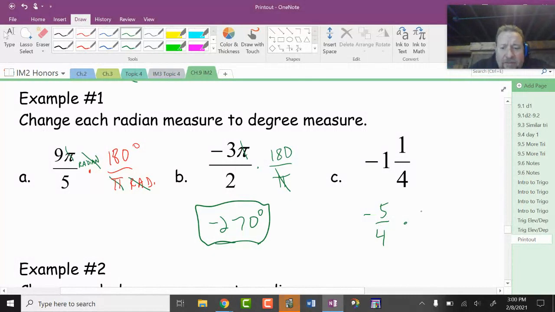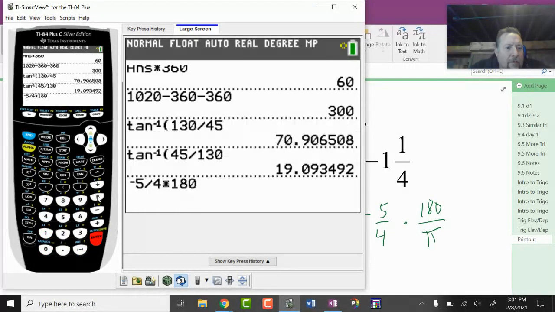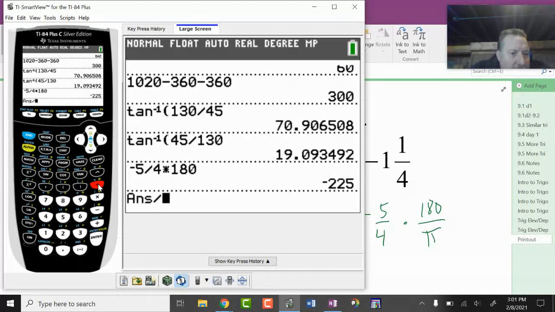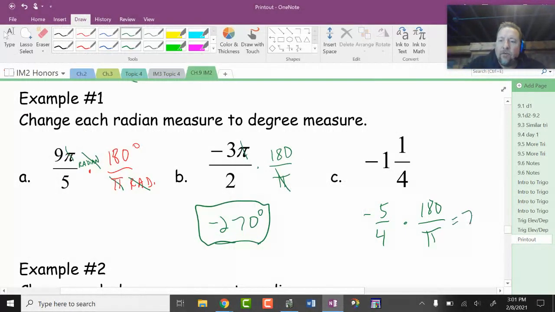This one, no pi cancels. It's often funny how students cancel the pi, even though there is no pi here. No, this one you just go ahead and get in a decimal. So negative 5/4, negative 5 divided by 4, times 180. Enter, and then it might be fine and good that I'm doing this divided by pi, which is right up here. It's the caret button. Okay, so you get negative 71.6 degrees. Okay, so converting.